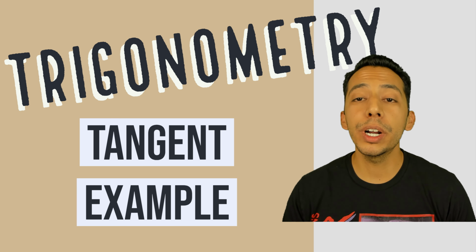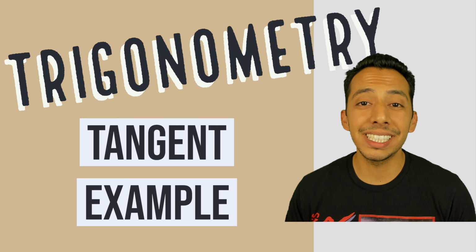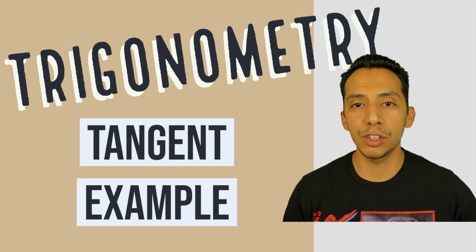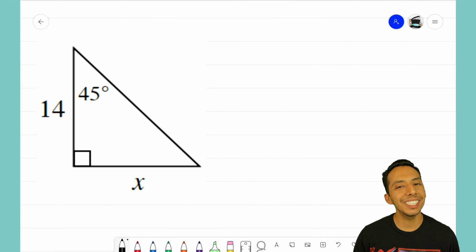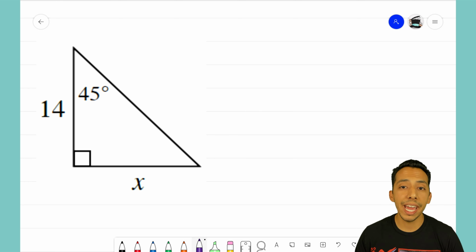In this video, we're going to see another example of trigonometry and how to use the tangent ratio to solve for an unknown side of a right triangle. So let's jump right into this example problem where I have a right triangle, I have an angle, I have a side, and I want to find that bottom side that's labeled as x. But first, let's identify what we have.